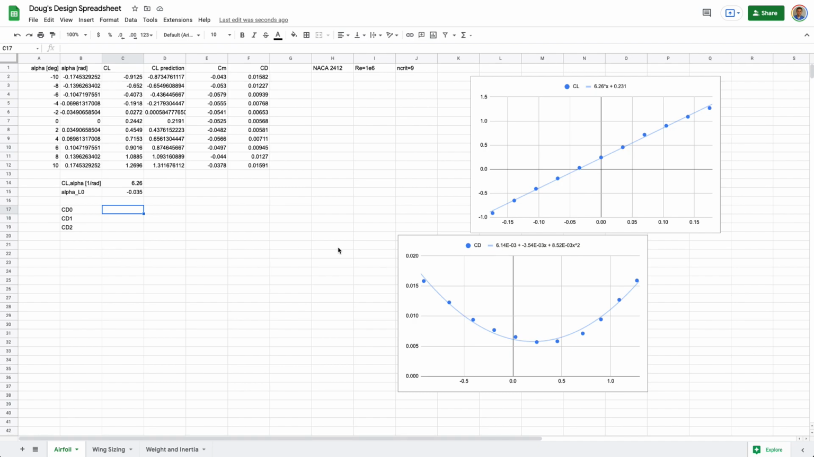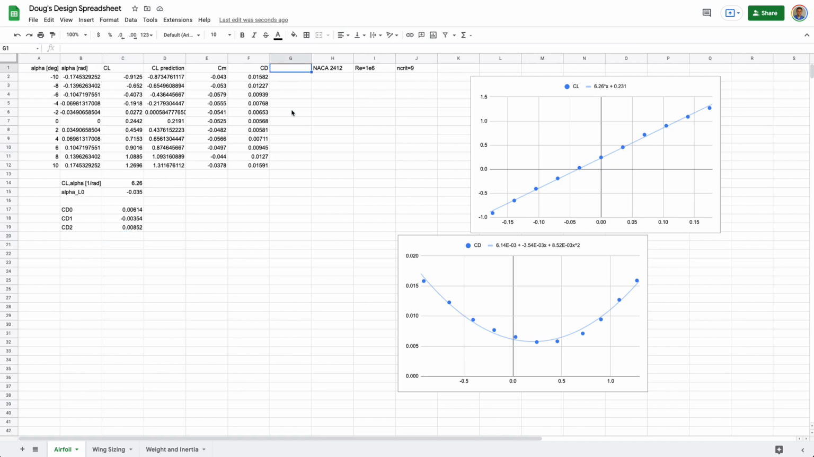And so this first number, CD0, is just this constant out front, which is 0.00614. The next one is this linear term, which is minus 0.00354. Let's see, make sure I did that right. I think that's right. And then finally, the last one is 0.00852, and that's the lift squared term. So we've got this constant, and then a linear term, and then a squared term here.